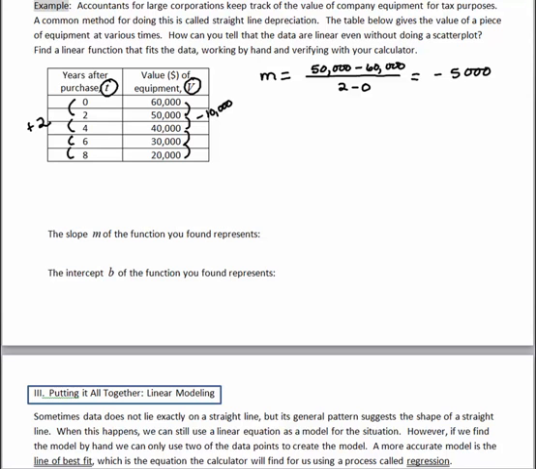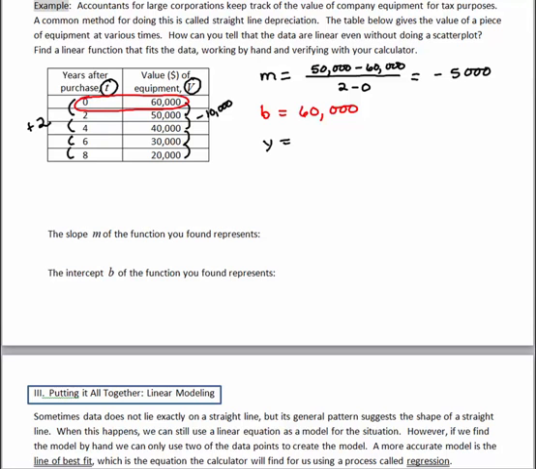Now this problem is particularly nice because I don't have to work very hard to get the y-intercept. Notice, I actually already know it. I know that when the input, or x, is 0, the output, or y, is 60,000. So that point right there tells me b is 60,000 without doing any more work. When you're given the point where x is 0, it's a particularly easy problem to work because you already know the y-intercept.